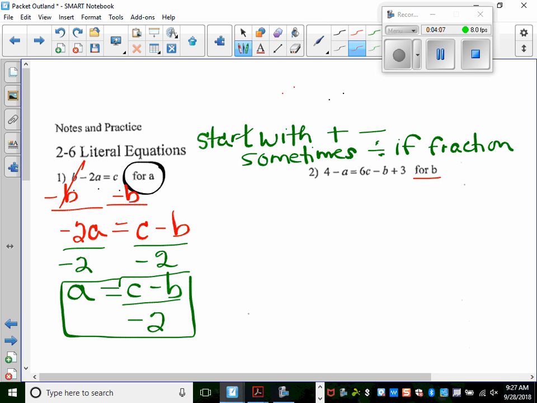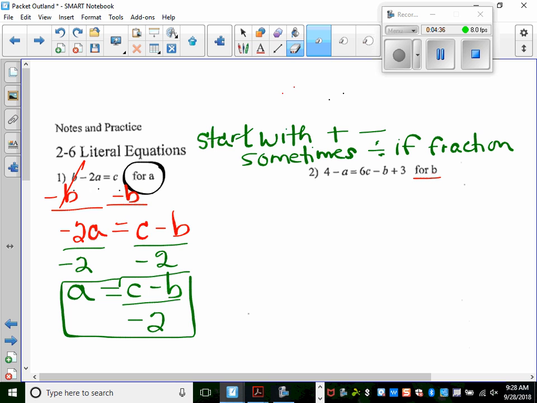Solve for B. So the first thing I do when it says, okay, solve for a particular variable, I look to see what's over there with that variable. And what I see is, I see a plus 3 and I see 6C. That's what's over there with the B. So remember I said if you see plus and minus, you want to start with that. So I am going to start with getting rid of that plus 3.